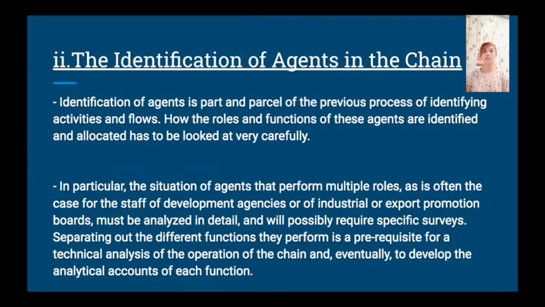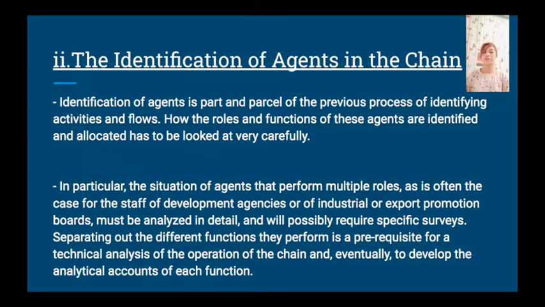Identification of agents in the chain. In practice, the identification of agents is part and parcel of the previous process of identifying activities and flows. How the roles and functions of these agents are identified and allocated has to be looked at very carefully. In particular, the situation of agents that perform multiple roles, as is often the case of the staff of development agencies or the industrial or export promotion boards, must be analyzed in detail and will possibly require specific surveys.